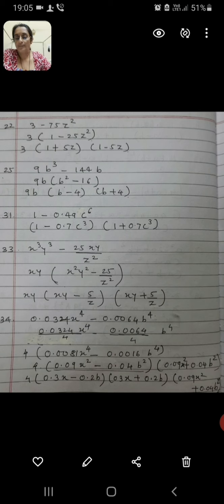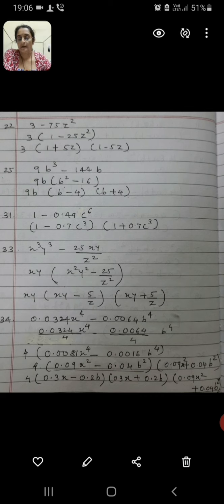Next, 1 minus 0.49 c raised to 6. Here it is in decimal numbers. We have to find the root again. So 1's root is 1, and 0.49's root is 0.7, and c raised to 6 root is c raised to 3. So once it is positive, once it is negative.